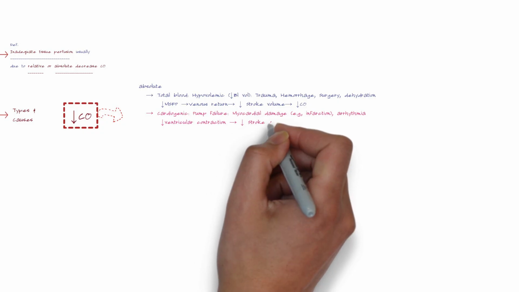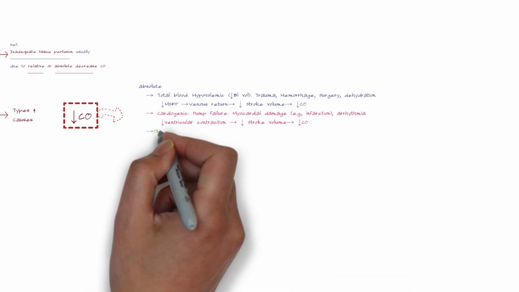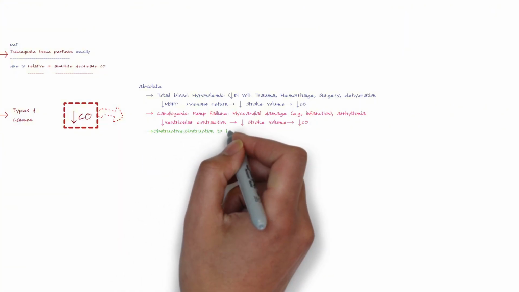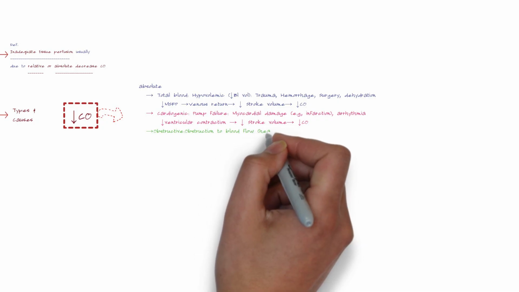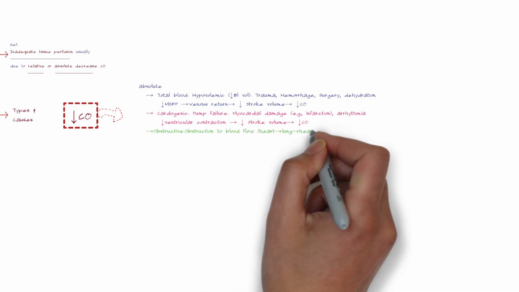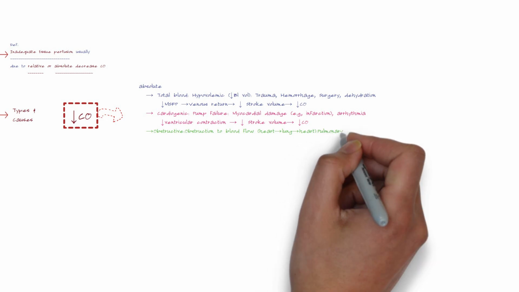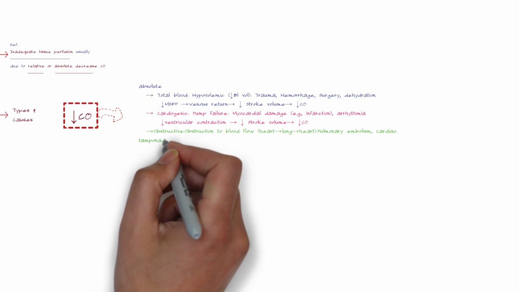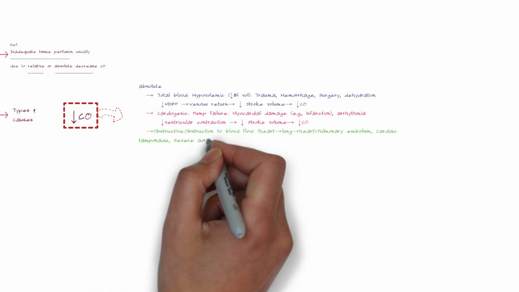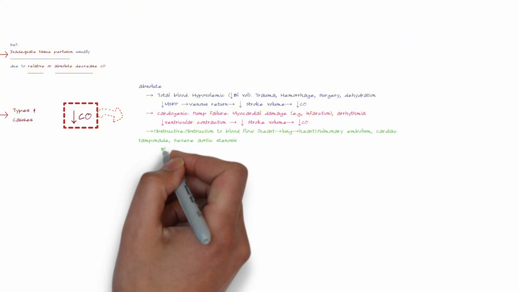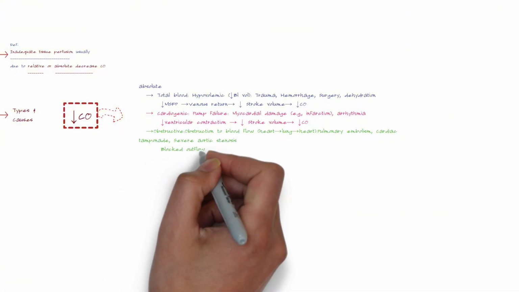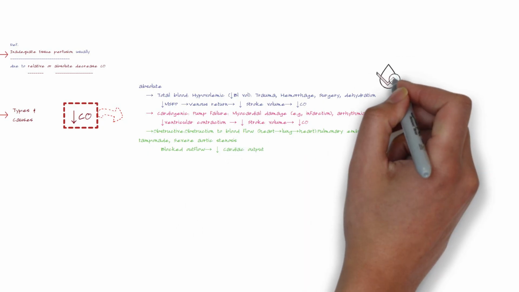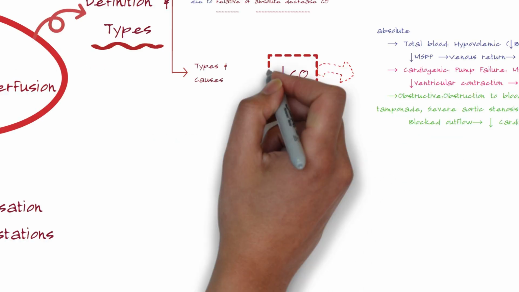The last type in this category of shock is the obstructive. Here the problem is that the blood flow is blocked, either from the heart to the lung, or from the lung to the heart, or from the heart to the aorta. Common examples are pulmonary embolism, cardiac tamponade, or aortic stenosis. And here, since we obstruct the inflow or outflow to or from the heart, the cardiac output is decreased.